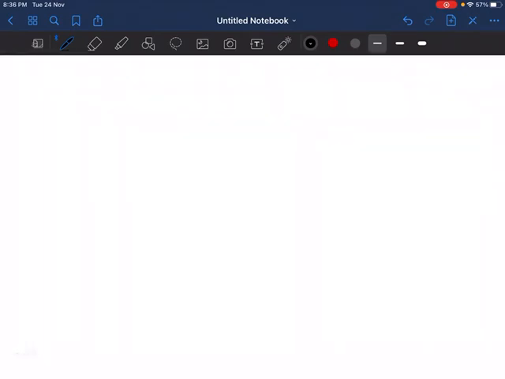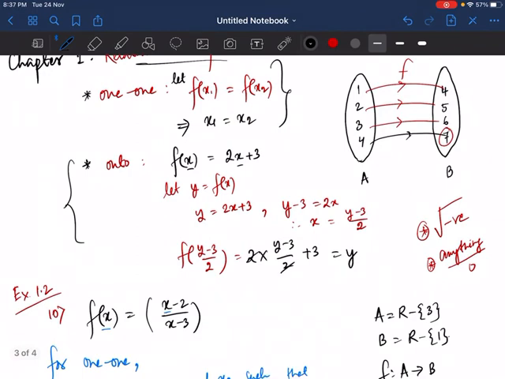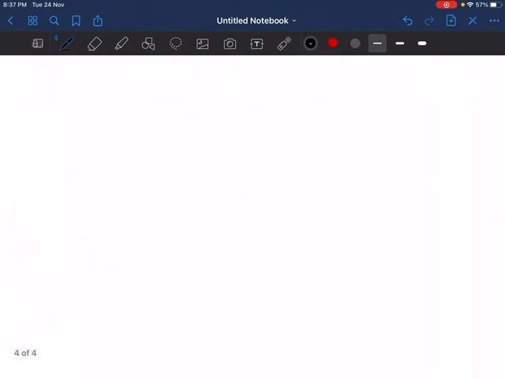So y is equal to f(x). Look at here, we have done here what? y is equal to f(x). So we have to assume a value y. So let us start this question for onto function.